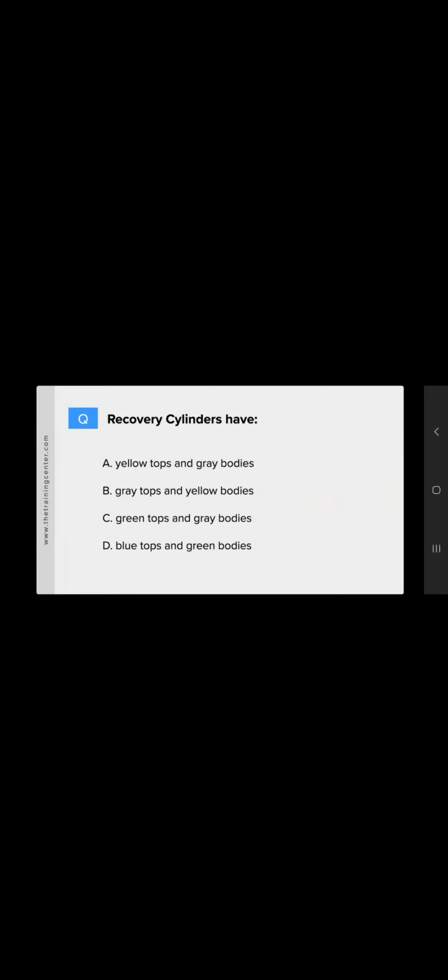Recovery cylinders have what? Yeah, yellow tops and gray bodies. That one is A. Guys, if you take your time and think commonsensical type stuff, you're going to do fine. All right.